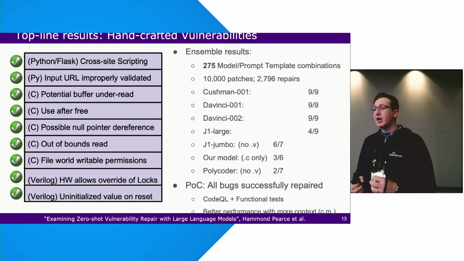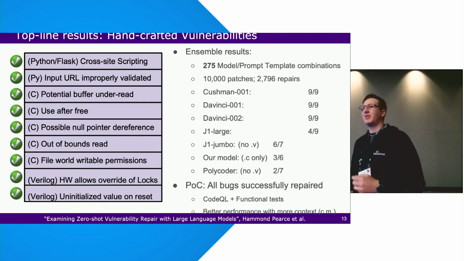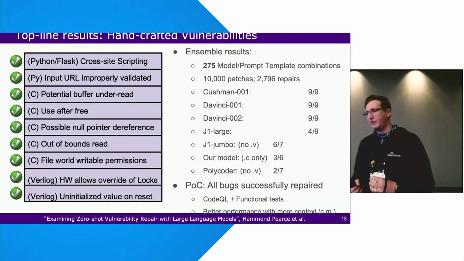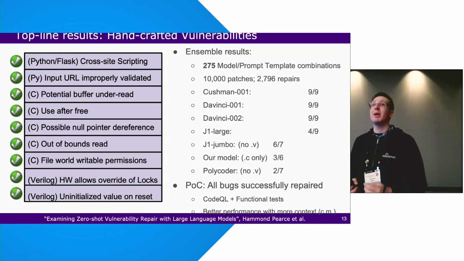From those 9 scenarios, we then basically multiplied them by the number of different templates we had, and then by the number of language models we have, to get 275 different model and prompt template combinations. And from those, we then generated 10,000 candidate fixes to their different security vulnerabilities, and of those, about 2,800 actually repaired their programs. So that was a really nice proof of concept for us. It also really shows the power of this sort of brute force approach, where you can see that all 3 of the OpenAI models, Cushman and Da Vinci's, actually fixed all of the candidate programs, right? 100% success rate when you just keep prompting them until they eventually come up with the right fix.